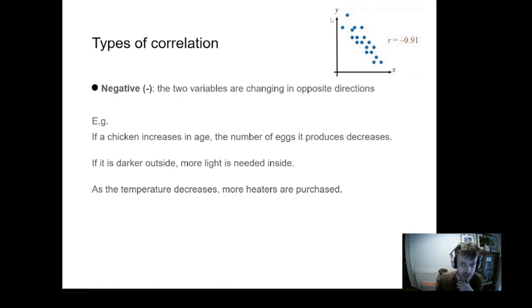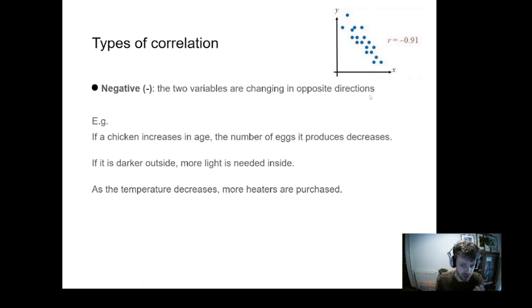And as the y-axis increases, the x-axis decreases. So this is called negative correlation. If you drew a line, it would be a line going that way. And for example, as a chicken gets older, it produces fewer eggs. If it's darker outside, more light is needed inside. So the light outside, if the light outside goes down, the light inside goes up.